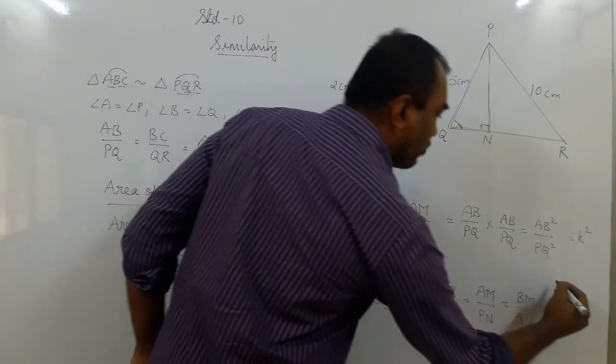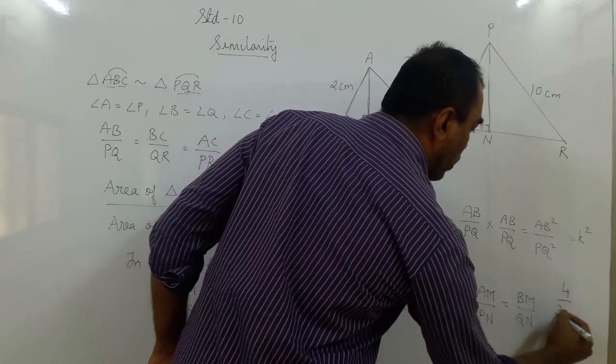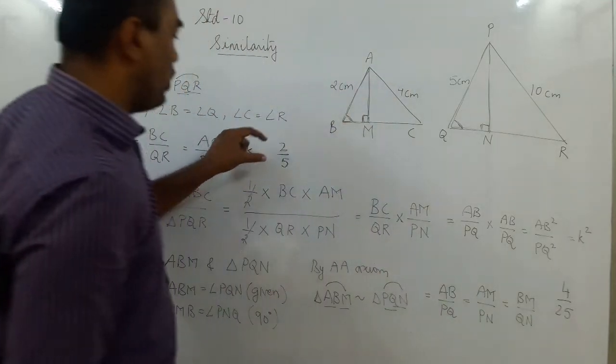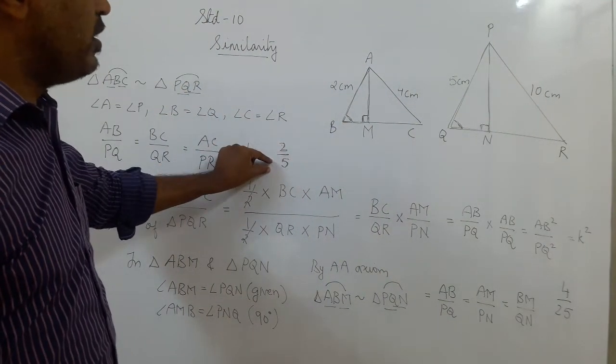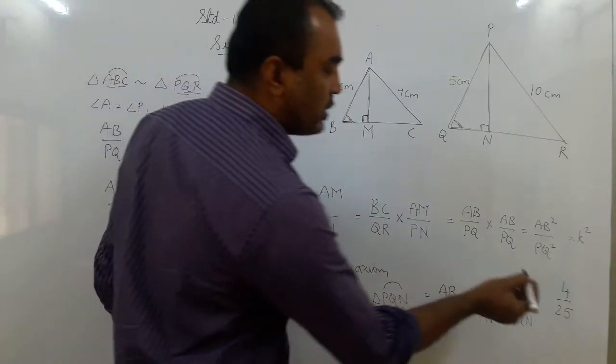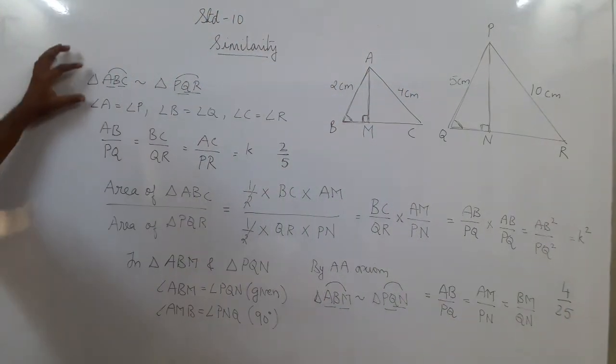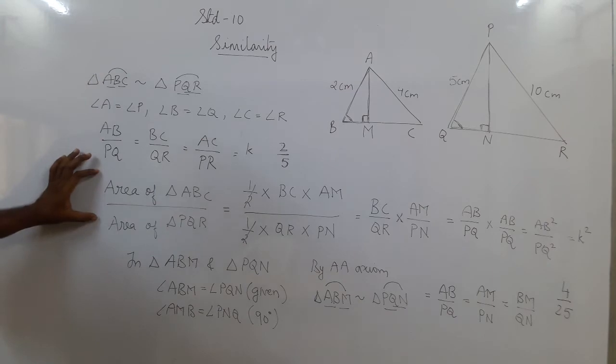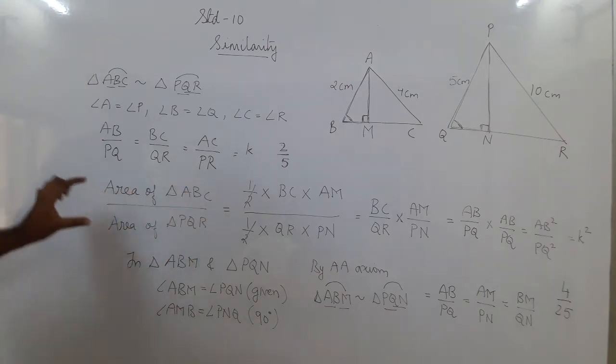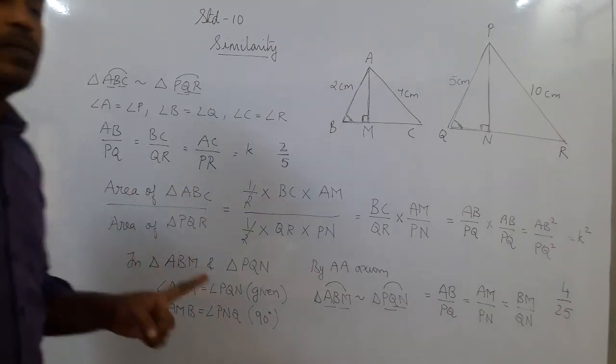The ratio of the areas will become 4 upon 25. Because if you take the square, 2 square is 4, 5 square is 25. So the ratio of the areas will be this. So we have done two things today. In the similar triangles, we have found the ratio of their perimeter, and now I have proved to you the ratio of the areas.